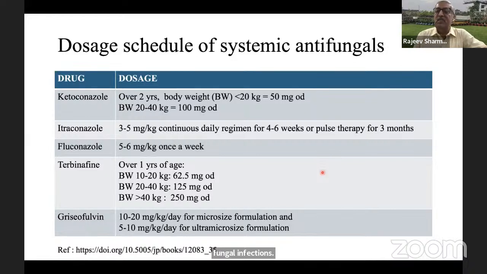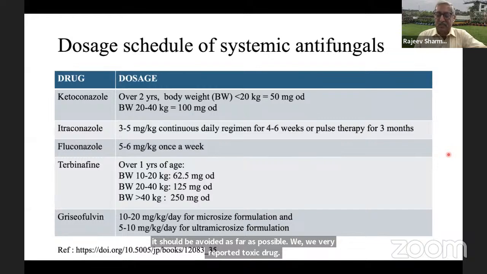And fluconazole can be used in daily doses from 1 milligram to 6 milligram per kg per day. The duration varies from 6 weeks to 12 weeks, depending upon the area that is affected. Griseofulvin, terbinafine, and fluconazole are the three drugs which should be prescribed more in children less than 12 or 16 years of age. Ketoconazole should be avoided as far as possible, being a very hepatotoxic drug. Itraconazole should be reserved for patients who are not responding to these medicines.